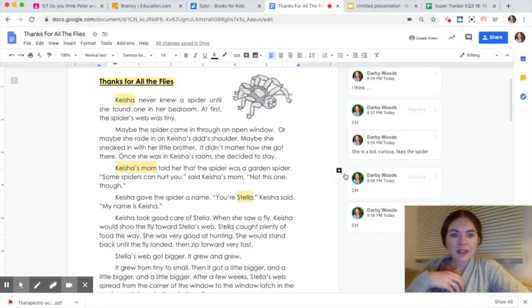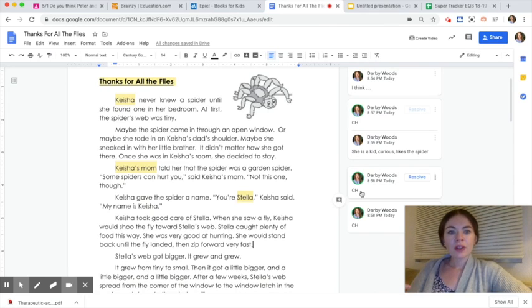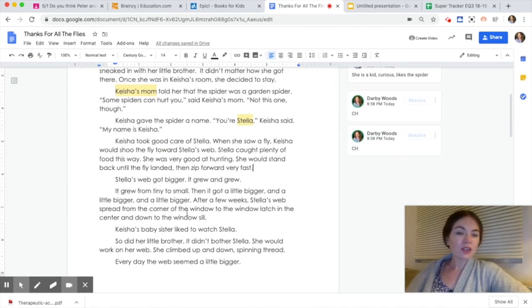I thought that Keisha likes the spider because an action that she did is give the spider a name. I also could tell that she liked the spider because she tried to put a fly into its web so that it could have food. Those two actions tell me about how she likes the spider. Maybe you use some actions too to help you decide some things about Keisha's mom and Stella the spider. Let's continue to read and see if we can find out even more about these characters in the story.